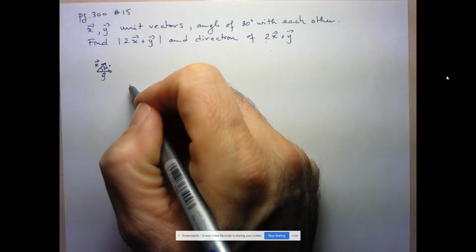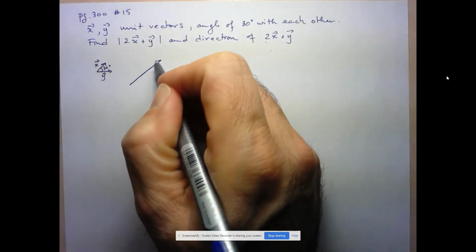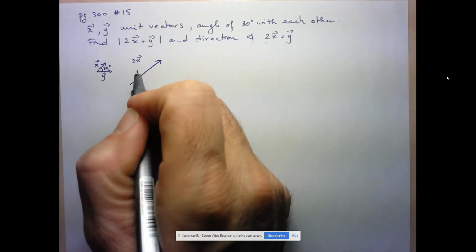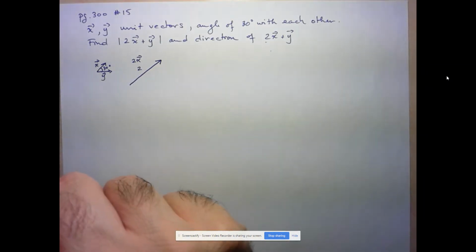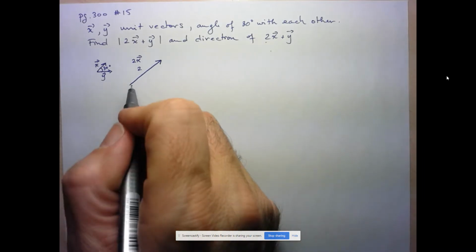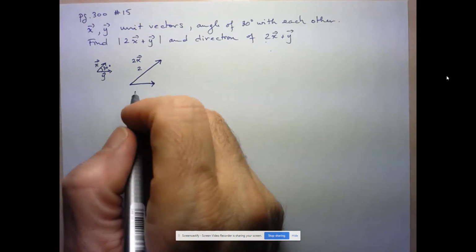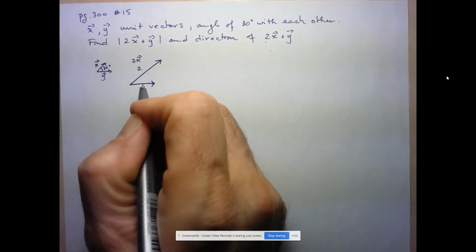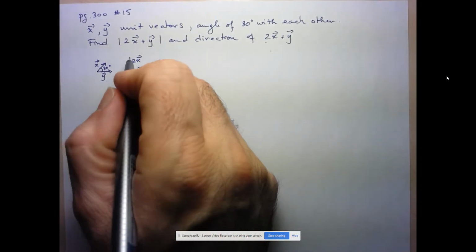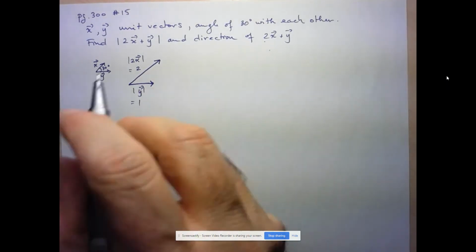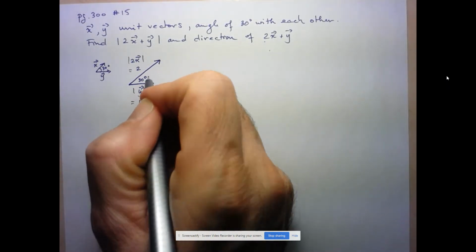So let's say this is my vector x, and my vector 2x, because that's the one I'm actually working with. So because x was a unit vector, that has magnitude of 2. And then here, this will be my vector y, make it about half as long. Okay, and the vector y, this magnitude, it's a unit vector, so it's equal to 1. And the angle between them is 30 degrees.